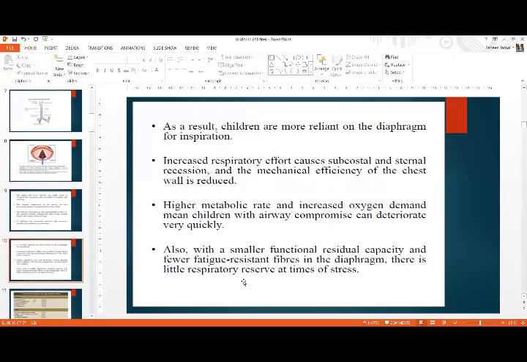As a result, they are more reliant on the diaphragm for inspiration. Increased respiratory effort causes subcostal retractions, and the mechanical efficiency of the chest wall is reduced. High metabolic rate and increased oxygen demand mean children with airway compromise can deteriorate very quickly. Also, with a smaller functional residual capacity and fewer fatigue-resistant fibers in the diaphragm, there is little respiratory reserve at the time of stress.